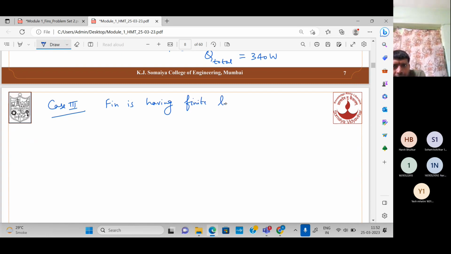Fin is having finite length and losing heat at the tip by convection.